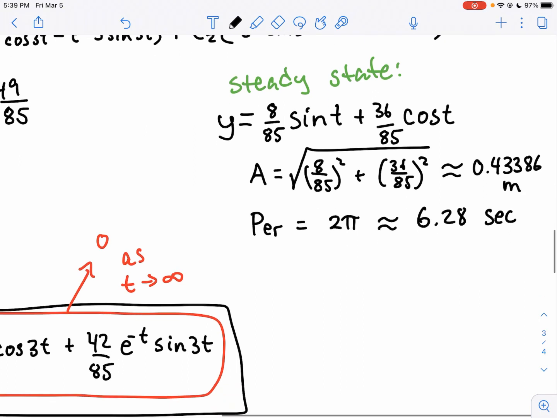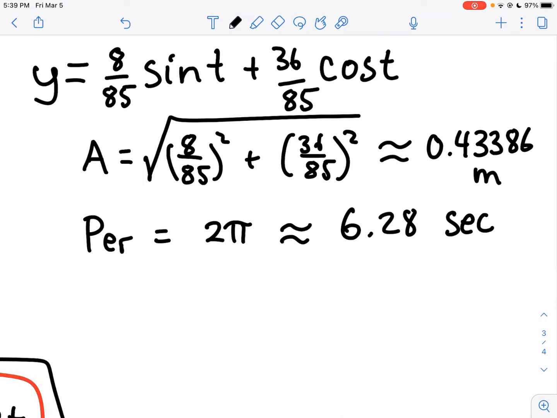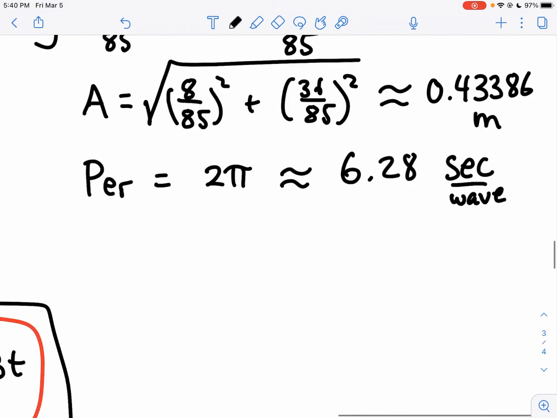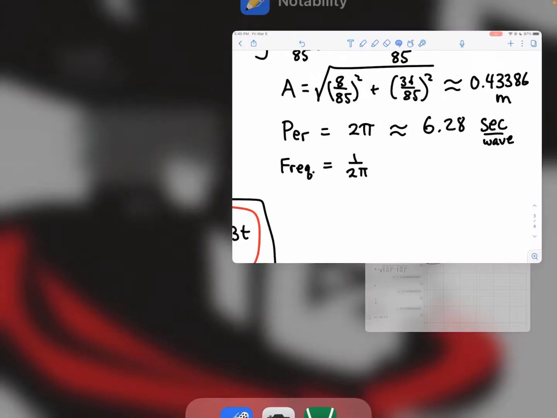And finally, the frequency. Now, what is the frequency? The unit of the period is really seconds per wavelength. I'll just say seconds per wave. That's how you want to think of the period. It's how many seconds it takes for one wave to complete its cycle. And frequency is how many waves there are per second. So in other words, you just have to do the reciprocal. All right, frequency is going to be the reciprocal of the period because we just want the reciprocal unit. We want waves per second. So we do 1 over 2 pi.